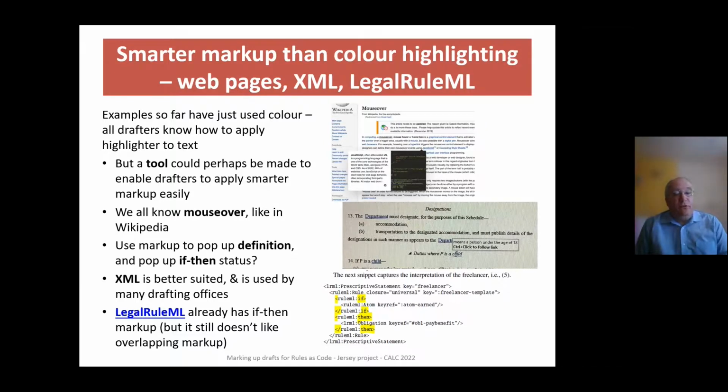Many drafting offices are already using drafting tools that have XML, which is very much designed to be able to tag the text. And Legal Rule ML is built on that idea and already has tagging for if and then, as illustrated there. There are problems with these systems as well, in that many of them don't like overlapping tags. HTML that web pages use is okay with overlapping tags, but XML, Legal Rule ML, not so much.